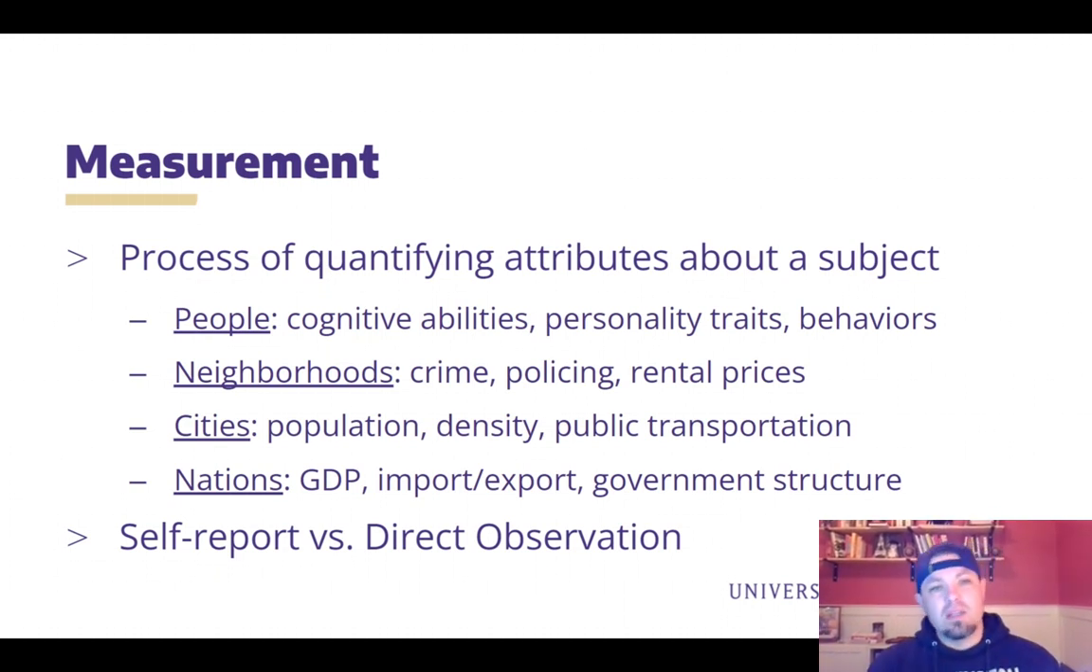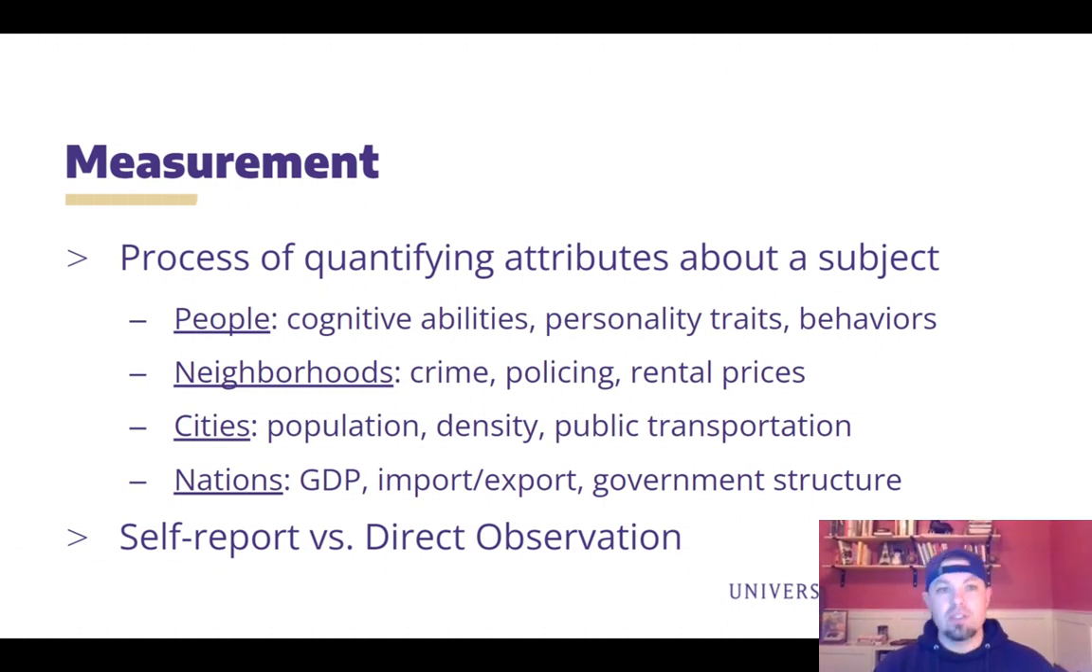So we may study the cognitive abilities, personality traits, or behaviors of individual people, for example, or if we're studying something like neighborhoods, we may quantify characteristics such as crime, policing, rental prices, and so on. Generally, self-reports and direct observations are the two types of assessments used for measurement. Self-reports are things like surveys, questionnaires, interviews, something the participant fills out themselves, right? Or does themselves. Direct observations include the researcher taking a measure of some observed phenomenon, right?